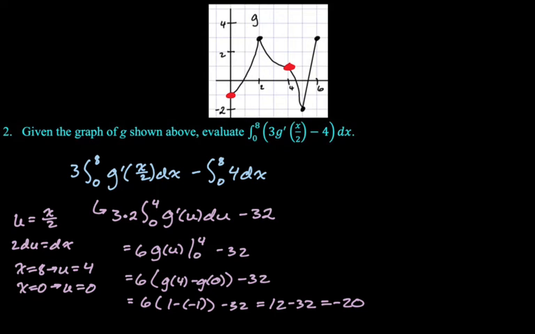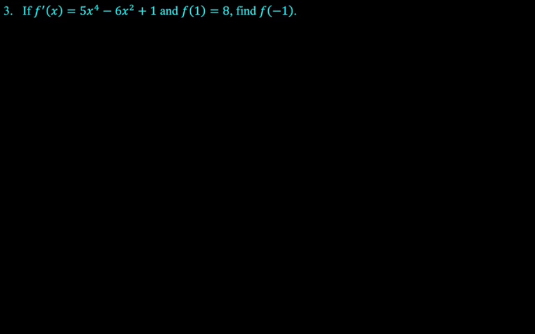All right, let's take a look at the next problem. If f prime is 5x to the 4th minus 6x squared plus 1, and f of 1 is 8, let's try to find f of negative 1. So I'm just going to find f of x and then plug in negative 1. That's my game plan. So f of x will be the integral of f prime of x dx, right? So I'm going to do this as an indefinite integral, solve for c, do all that.